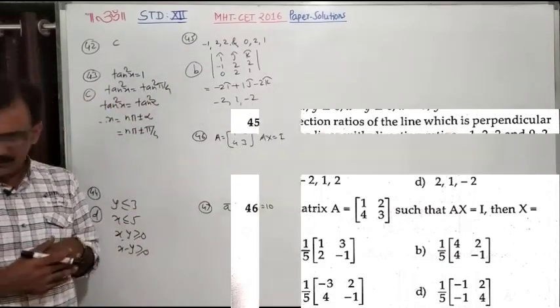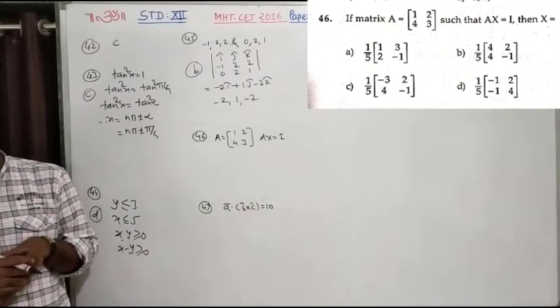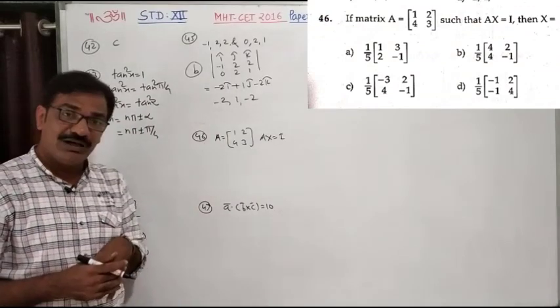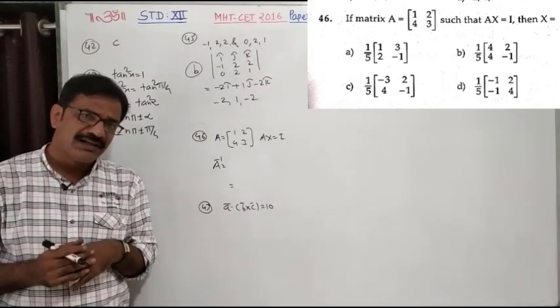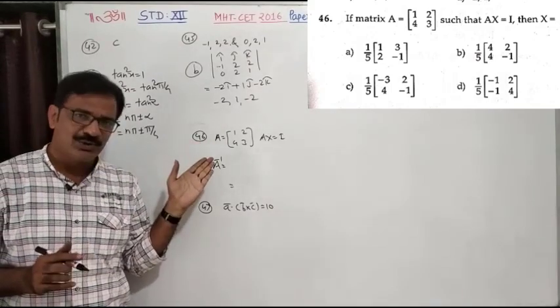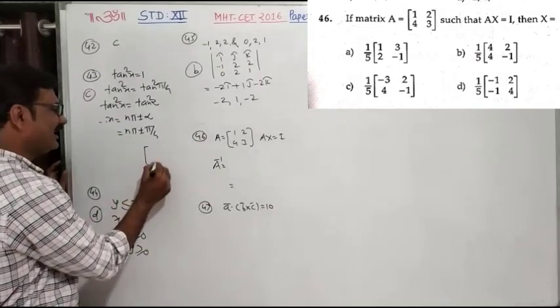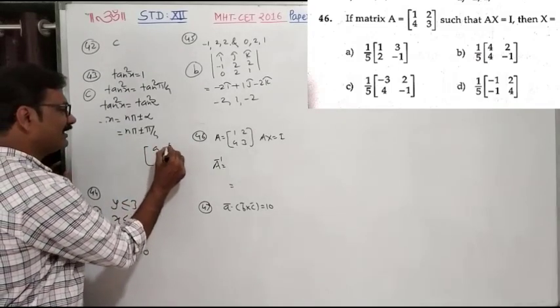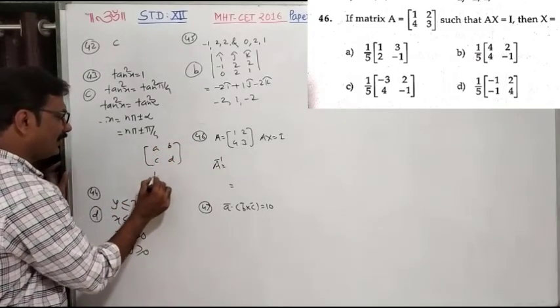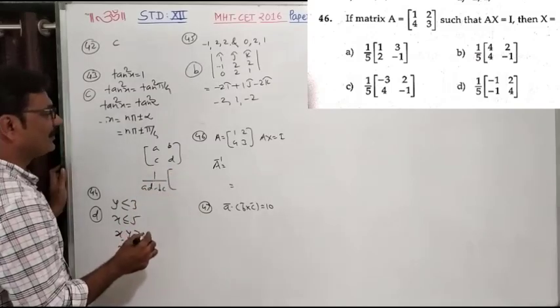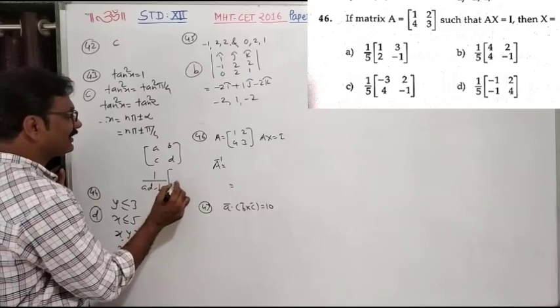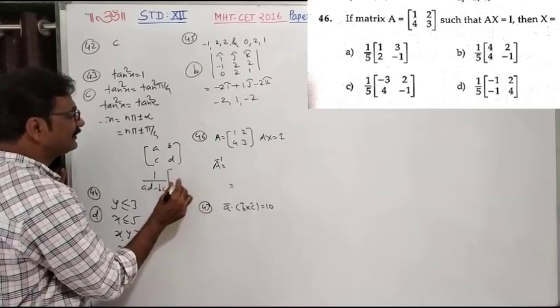Yes. Look at question number 46. The matrix A is given, AX equal to I. What is X? I think you know the inverse of 2 by 2 directly. If the matrix is like this, then 1 upon AD minus BC.